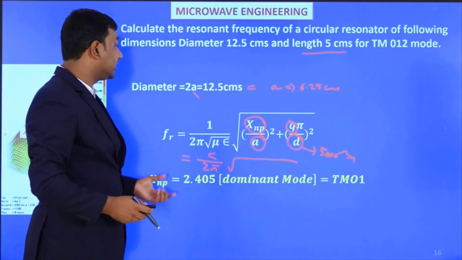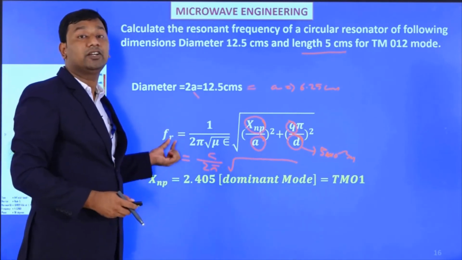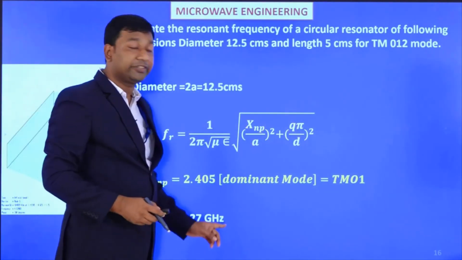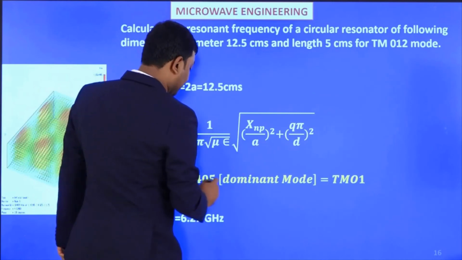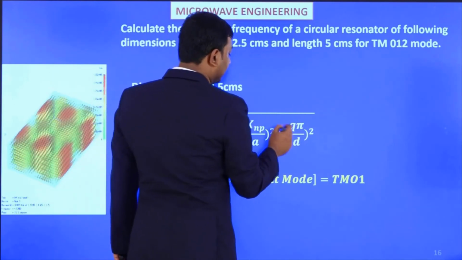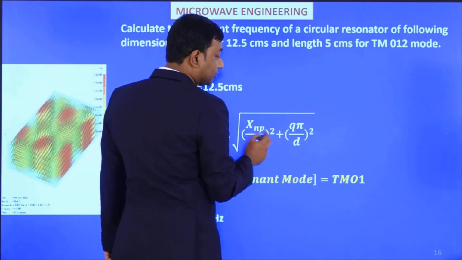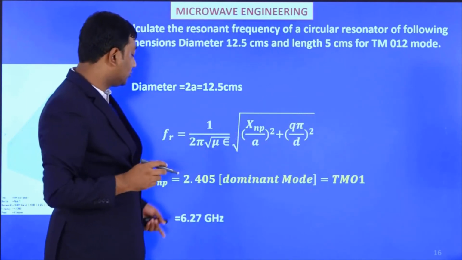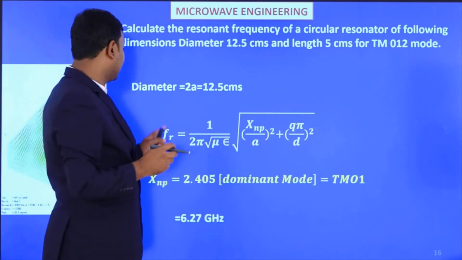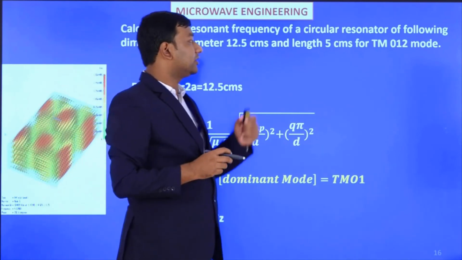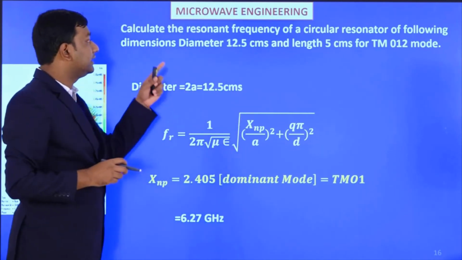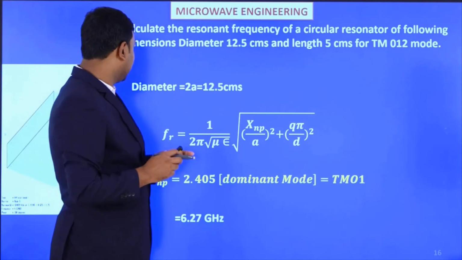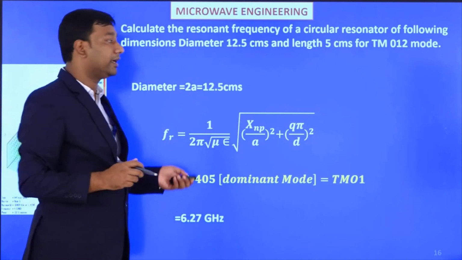If you place all those values in this particular equation for fr, then we can find out the resonating frequency. So it becomes 6.27 gigahertz. x of np we put 2.405, a value we know, d value we know. For q, we are considering n p equal to 0 and 1, so TM 0 1 and 2, so q value is 2. You place all those values and we find the resonating frequency for that circular or cylindrical resonator with length d equal to 5 centimeter and 2a equal to 12.5, and for TM012 mode, the fr will be 6.27 gigahertz.